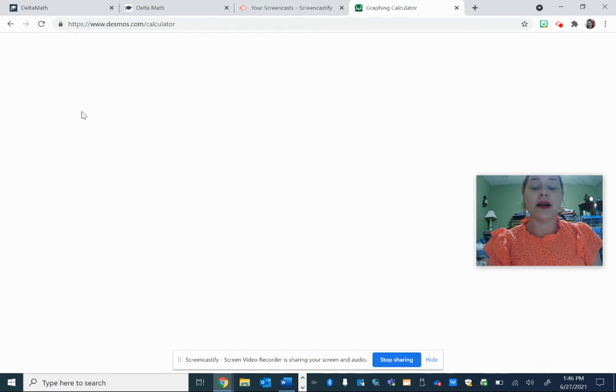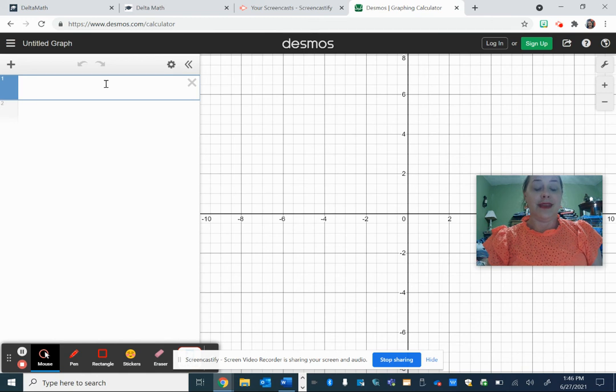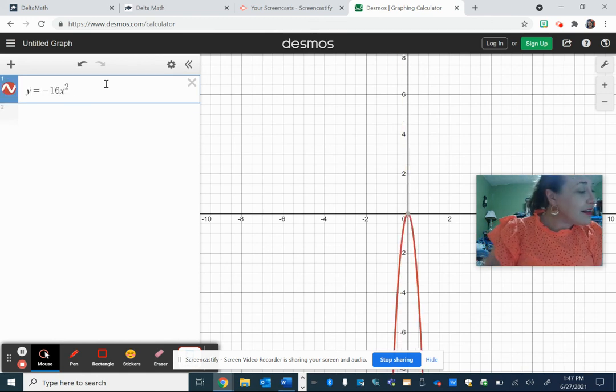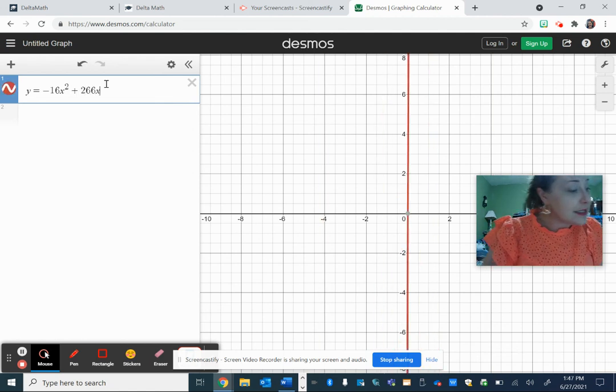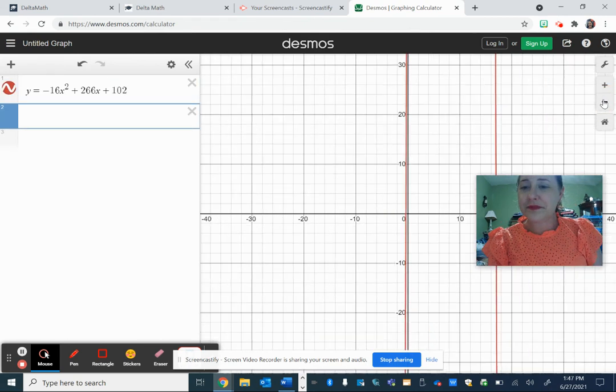If I were to go to the graphing calculator here, hopefully it's going to work for me today. That would be crazy if it didn't. Okay, I'm going to type this in. Y equals negative 16x squared plus 266x plus 102, and I hit enter. And I'm going to zoom out just a bit.